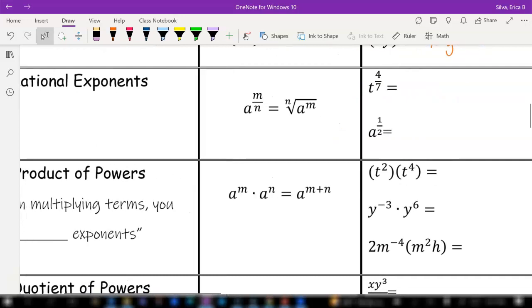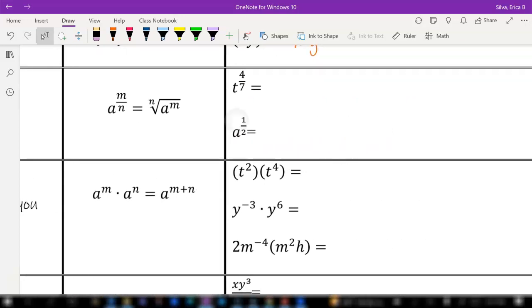When we have rational exponents, we've done this before, where the numerator is the exponent for the radicand and the denominator is the index. So we have t to the fourth power, and we're getting the seventh root. And a to the 1/2 power is basically the square root of a, because the power is 1, and then we have an index of 2.